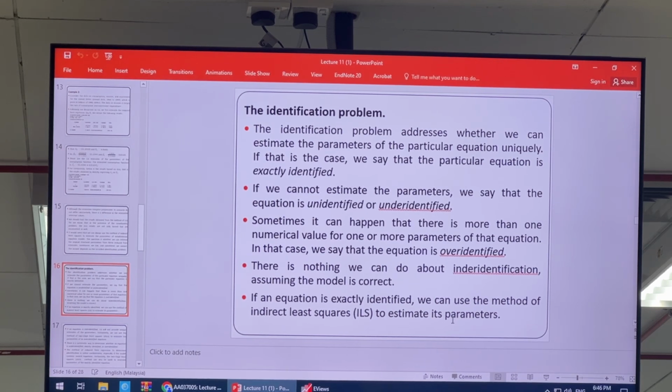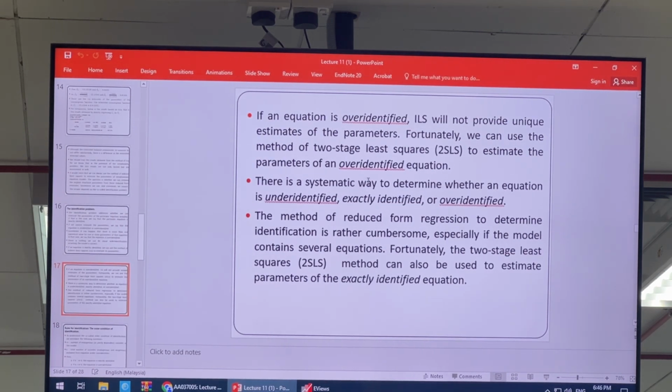If an equation is exactly identified, we can use the method of indirect least squares, the one that we discussed just now, to estimate the parameters. If an equation is over-identified, then indirect least squares will not provide a unique estimate of the parameters. But fortunately, we have an alternative method. We can use the method of two-stage least squares, 2SLS, to estimate the parameters of an over-identified equation.